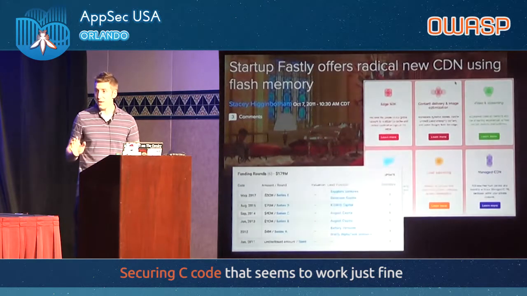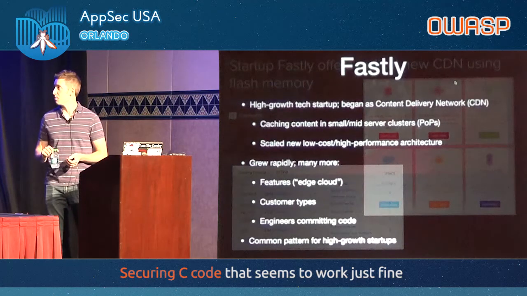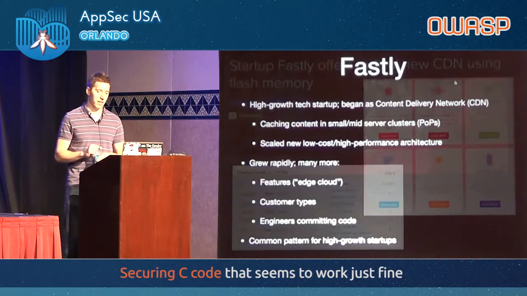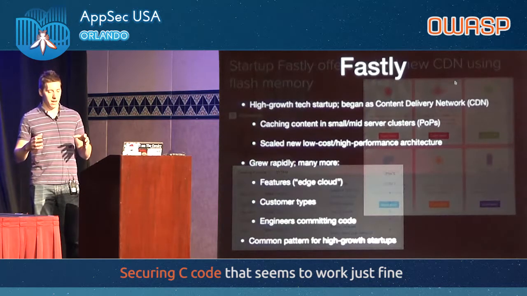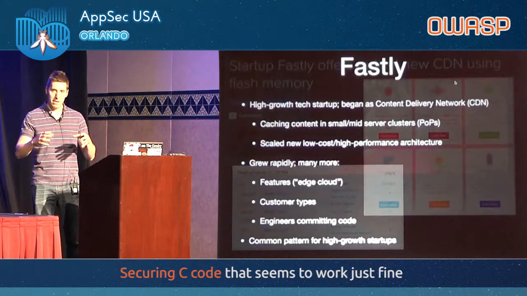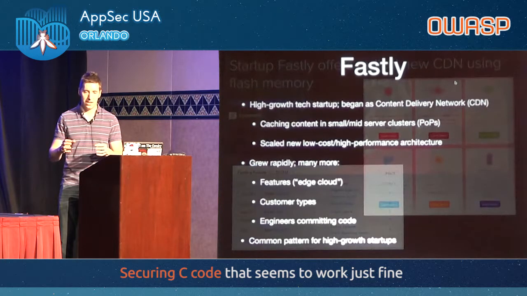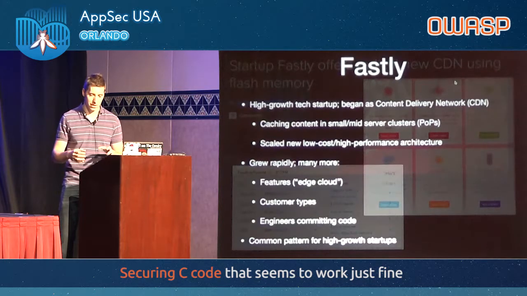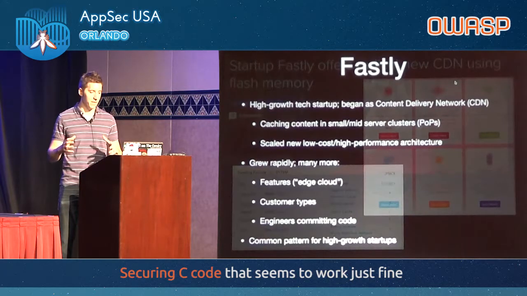So to jump right into using Fastly as an example, Fastly is a high-growth tech startup. It started off as something called a content delivery network. When the company was starting, they put these small and mid-sized server clusters all over the globe. They call them points of presence or POPs. And they were using kind of a crazy architecture. They're using low-cost SSDs, low-cost networking gear, as opposed to the big iron that's really expensive. They were using these Arista switches that ran the Linux kernel. So they're doing some crazy stuff, and it worked.